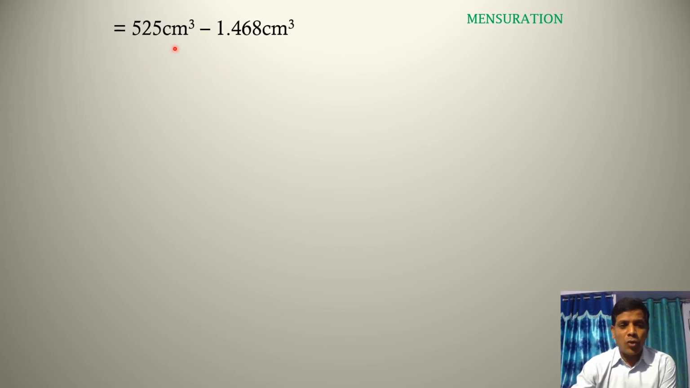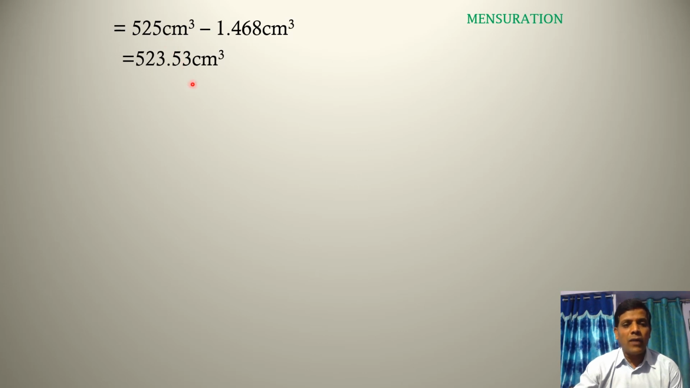Next step, 525 centimeter cube. Volume of cube equals 525 centimeter cube minus volumes of 4 conical depressions, which is 1.468 centimeter cube. So 1.468 subtracted from 525, we get 523.53 centimeter cube. It's the volume of the wooden cuboid, the entire pen stand. So let us move on to the next question.